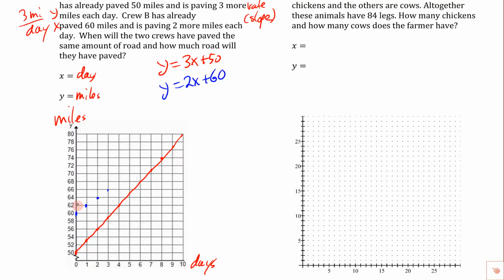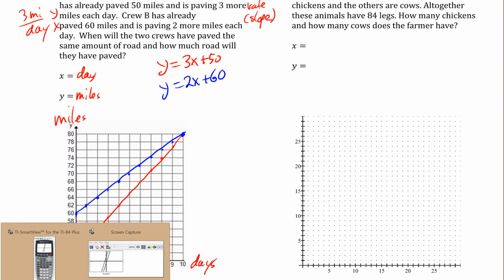Now again, don't get confused with the boxes right here. We're not counting boxes, we're counting miles. Each one of these boxes represents 2 miles. So from 60 to 62, from 0 to 1 day. Okay, up 2 over 1. 2 miles, 1 day, 2 miles, 1 day, 2 miles, 1 day. Boy, they are slowly catching up, and look at this. I think they run into each other right on the end of this. So that's what it looks like according to our sketch.